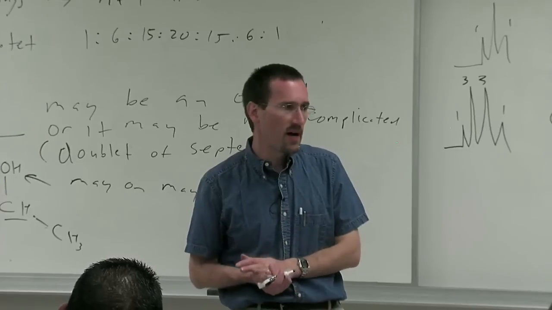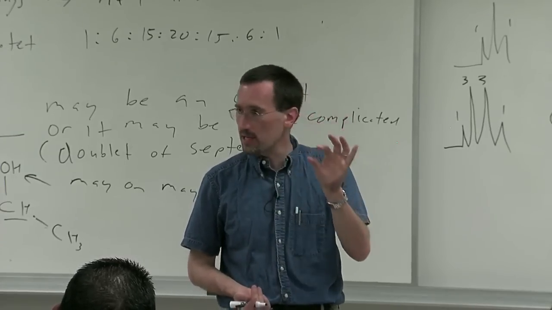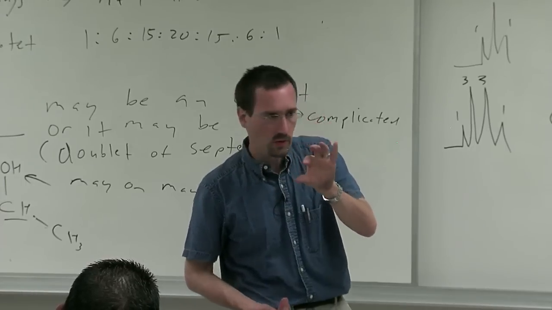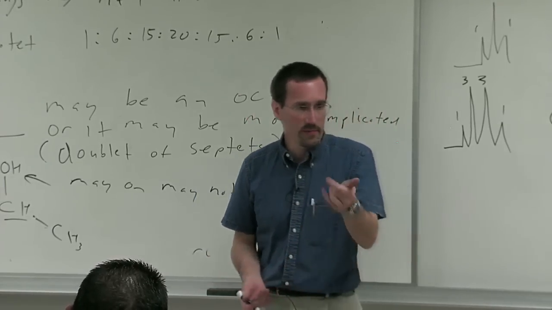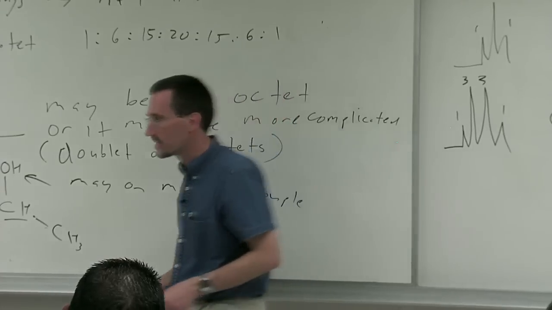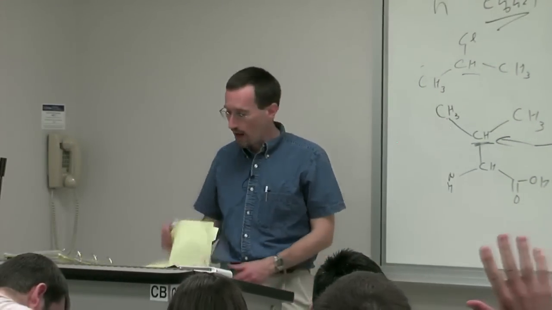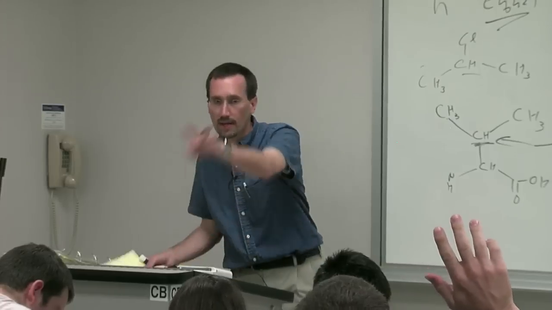So if I want to minimize exchange, I typically will pass my chloroform through alumina, not my sample, but my chloroform, through alumina that I've dried over a flame. That'll take out the acid and minimize the amount of water in there. OK, so alcohols are kind of a wild card on J coupling.